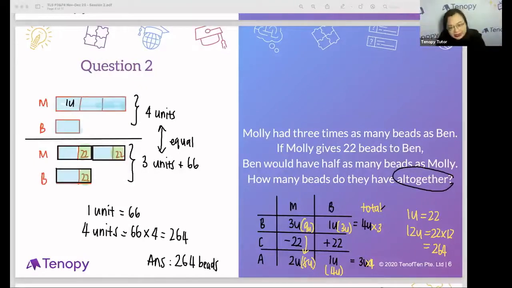You can do a BCA table, you can do a model drawing. It's up to you which way you prefer. If you're using a table structure, what we do is make the total have the same number of units. But for lower primary, for P3 and P4, you can easily use your model drawing, it's fine. They are not going to give you a very big number to work on, so the model method is good enough. But if you're in P5 and P6, then you should use a table because it's much easier and it saves more time than drawing a model.